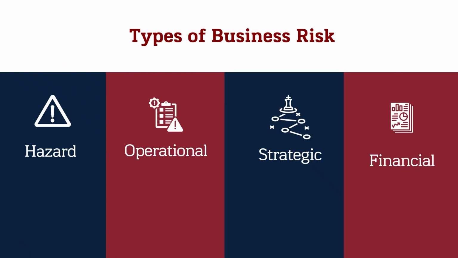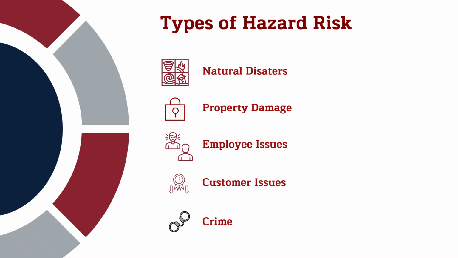Now, there are four major types of business risk: hazard risk, operational risk, strategic risk, and financial risk. Hazard risk includes things like natural disasters, property damage, employee issues, as well as customer issues and crime in the local area. These things generally are out of control for most businesses.